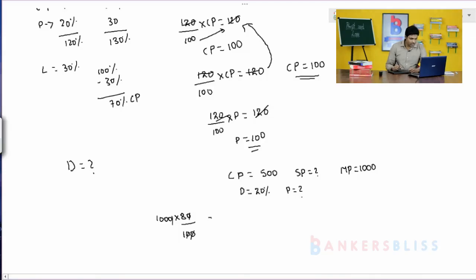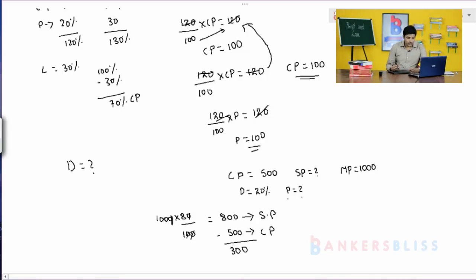After calculation you are going to get 800. So after discount they are selling it at 800 rupees. So the selling price has become 800. 500 is the cost price. Then profit is selling price minus cost price, that is 300.